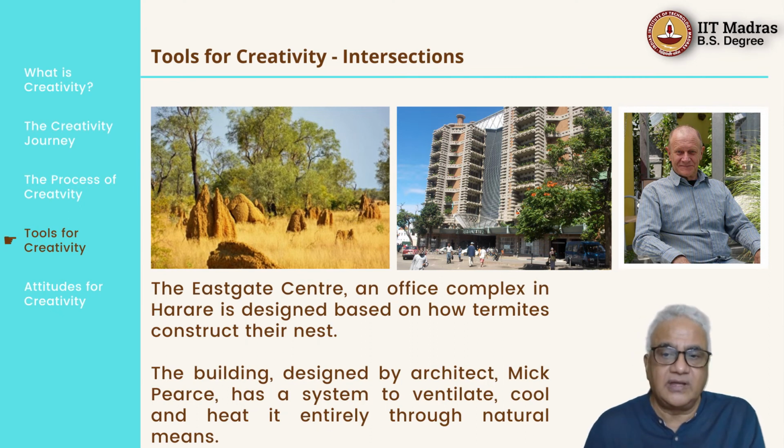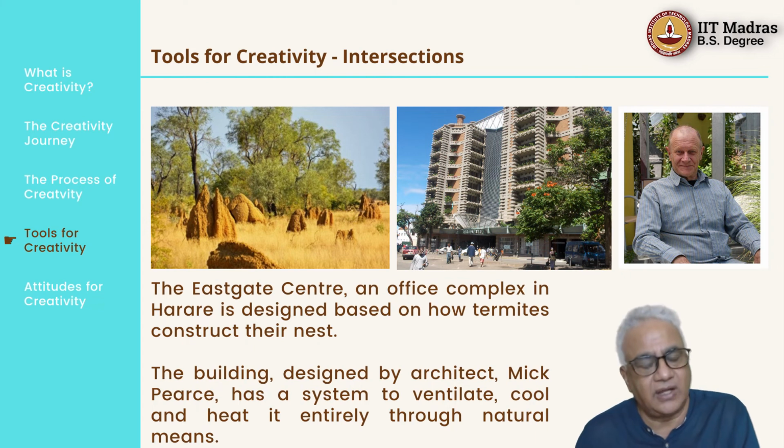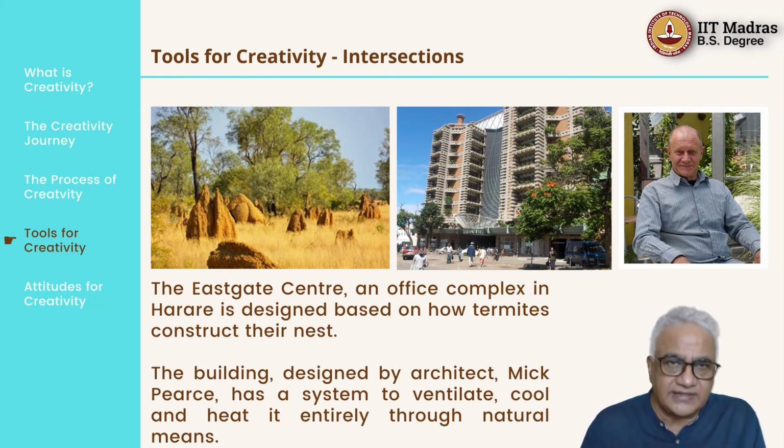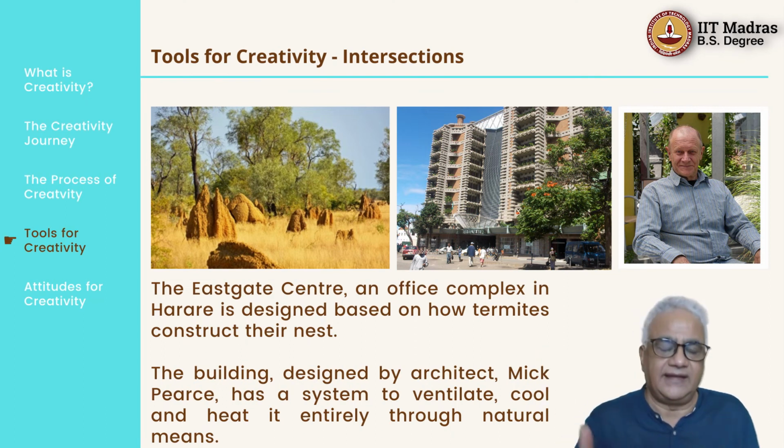That's how they regulate their temperature. So what does Mick Pierce do? He combines the two ideas. He combines the idea of air conditioning with the idea of regulating temperature from the termites and uses that to build that mall. And that mall becomes more energy efficient because it has got the termite technology. What has he done? He has combined two ideas to create a third idea.